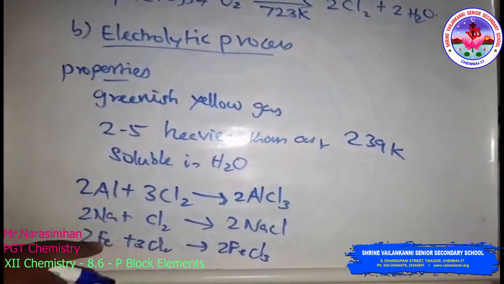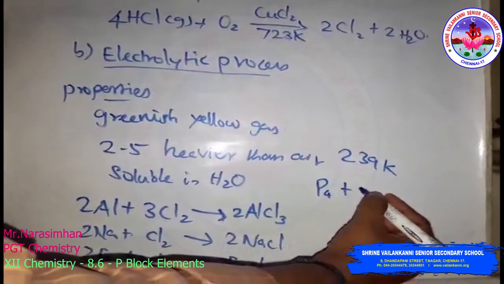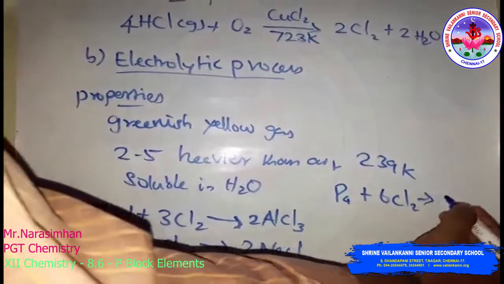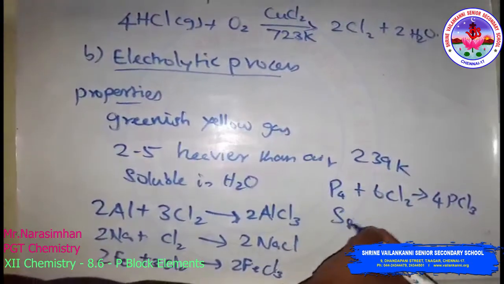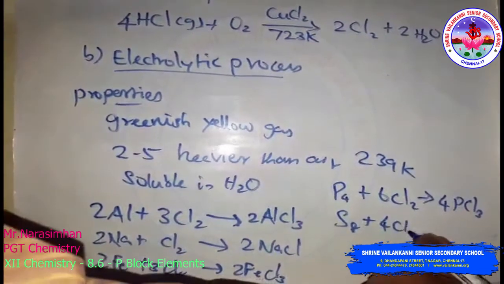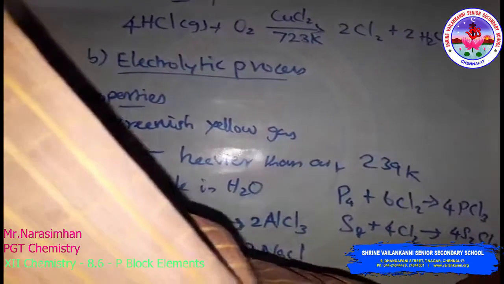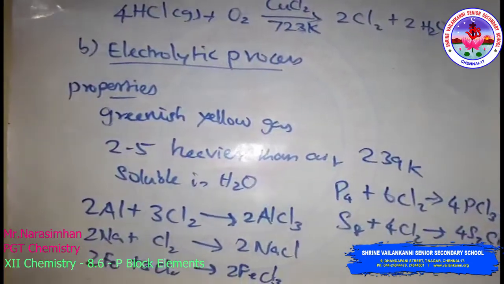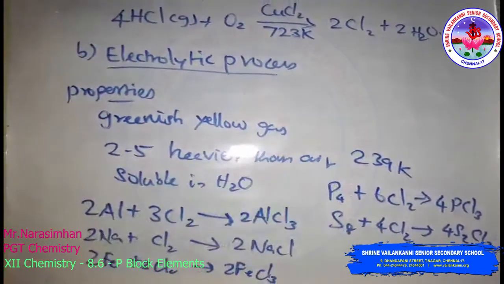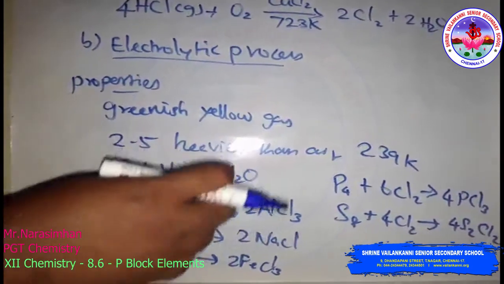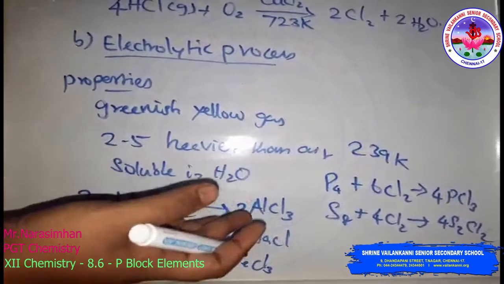This is the reaction with metals, and now reaction with non-metals like phosphorus. Phosphorus reacts with chlorine to form phosphorus trichloride. Then sulfur reacts with chlorine to form sulfur chloride, S2Cl2. Chlorine also has a great affinity for hydrogen, so it reacts with compounds containing hydrogen to form HCl.